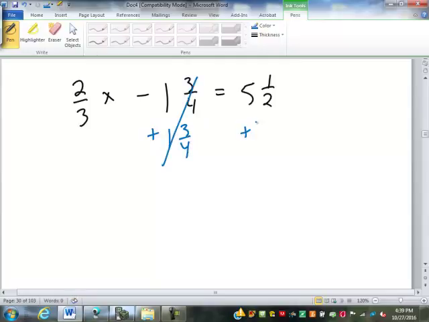Add 1 3/4 to both sides. So we're left with 2/3 x here. 5 1/2 plus 1 3/4. I'm going to leave you to verify that that comes out to be 7 1/4.